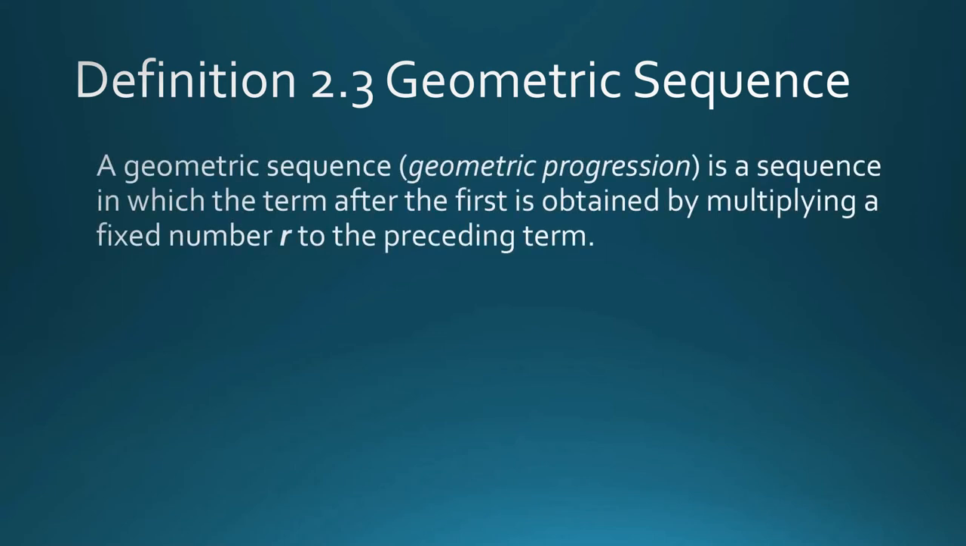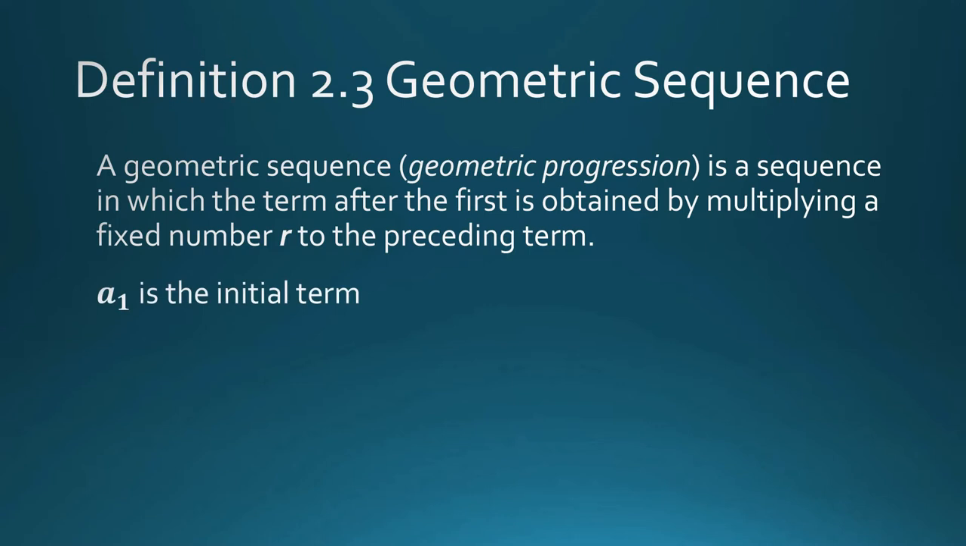So a geometric sequence, also called a geometric progression, is a sequence in which the term after the first is obtained by multiplying a fixed number r to the preceding term. So what's different about geometric sequence is you multiply, whereas in arithmetic sequence you add a common difference. Here you multiply by a common ratio.